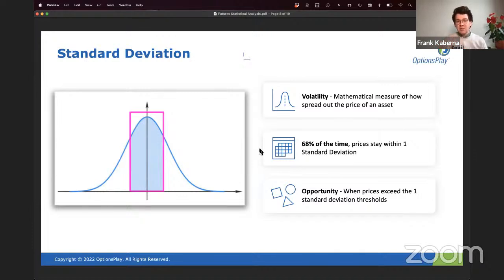Essentially, yes, 68% of the time, 68% of your data lives in this box. I don't really care about buying or selling when I'm inside the normal range. When I'm outside, man, that's when I think there's opportunity for us to come back into that normal range. Is that making some sense there?